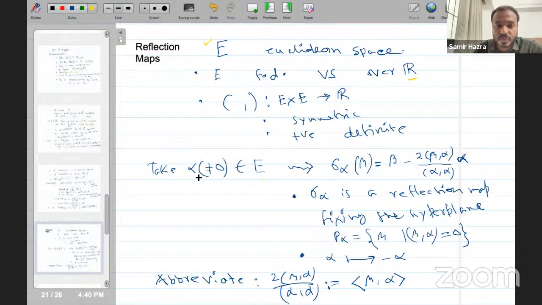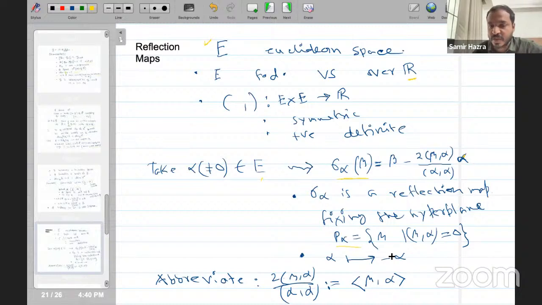And corresponding to this alpha, which is a non-zero vector inside this Euclidean space, one can consider this map sigma alpha defined by sigma alpha of beta given by beta minus 2(beta, alpha)/(alpha, alpha) times alpha. Okay. So then sigma alpha is actually a linear map, one can check, and sigma alpha is in particular a reflection map.